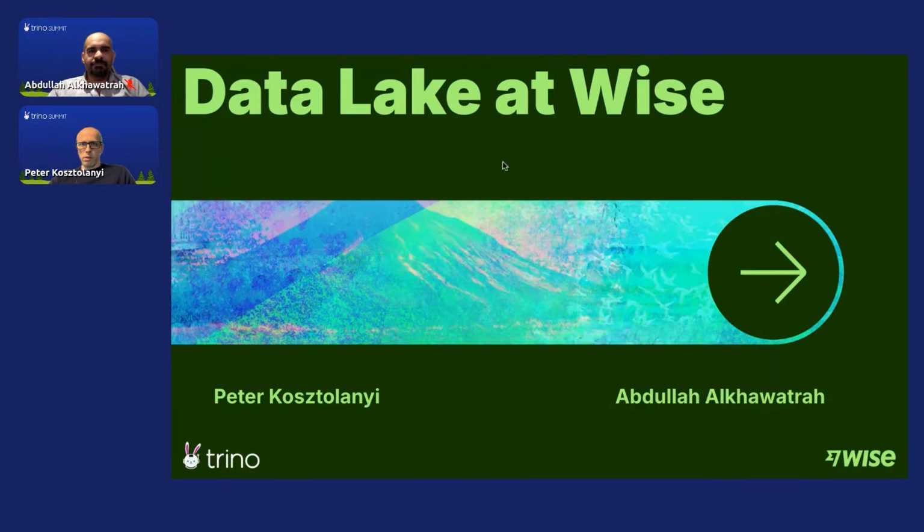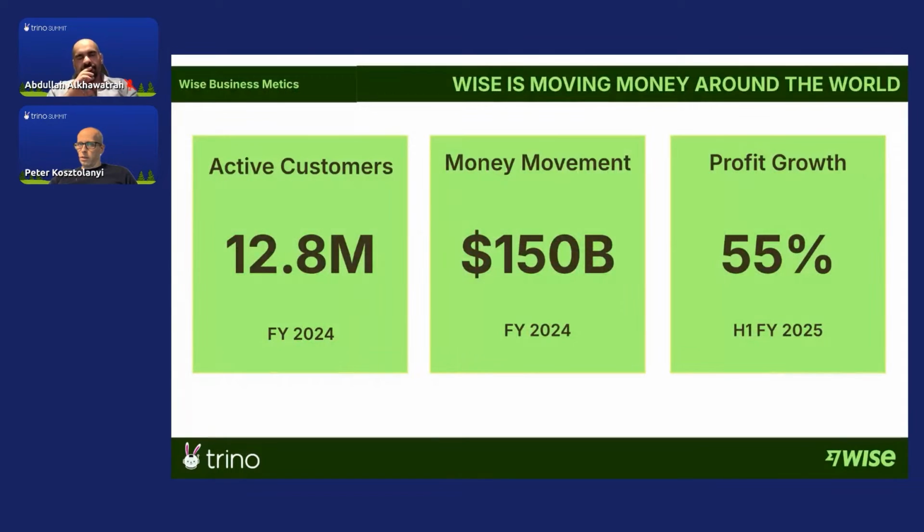Before jumping into the details, I want to show some metrics. Wise is a global financial service company specializing in money transfer, for someone who doesn't know. To give some scale of the business, you can see some metrics about the company. We have roughly 30 million users. We moved across the globe $150 billion between our customers. And Wise is a rapidly growing business, so we are expecting some growth in the future as well.